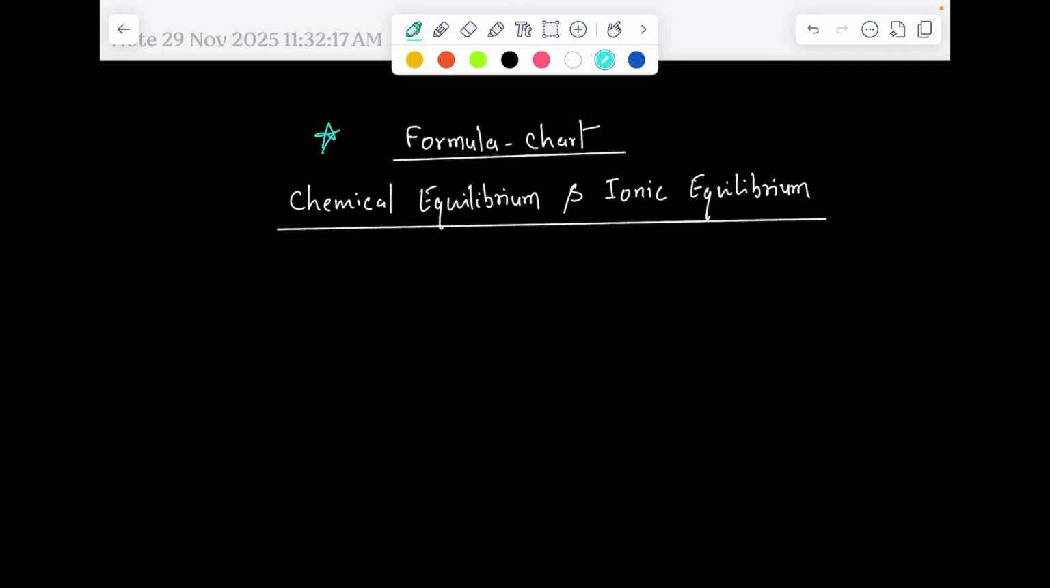Today we are doing the formula chart of chemical equilibrium and ionic equilibrium.